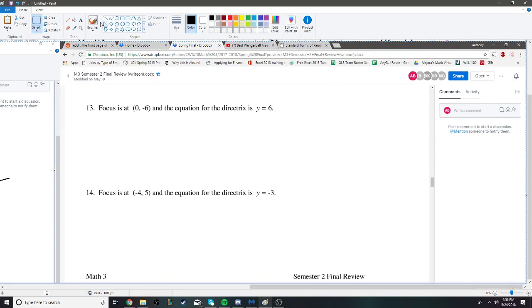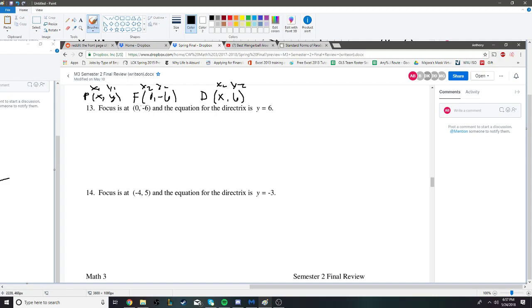So same deal here. Again, P is going to be x comma y. F is 0, negative 6. And then the directrix, since y is given this time, it's going to be x comma 6. So again, x1, y1, x2, y2.